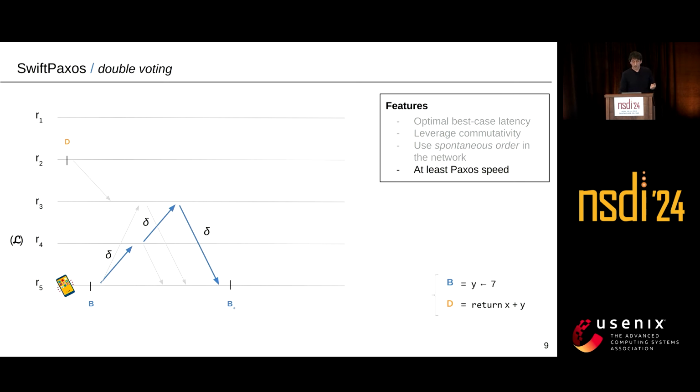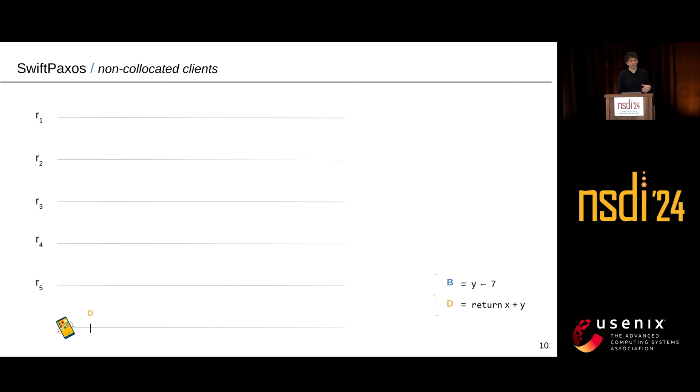A last feature of SwiftPaxos is to permit non-collocated clients, that is, clients that are not collocated with a replica, to receive a quick response to their operation. So in a common case, the client is sending its command to a quorum of replicas, and then the command has to be executed at one of the replicas before it receives a result. So here, for instance, the command is executed at replica 5, which returns 0 as the result of the sum of x and y.